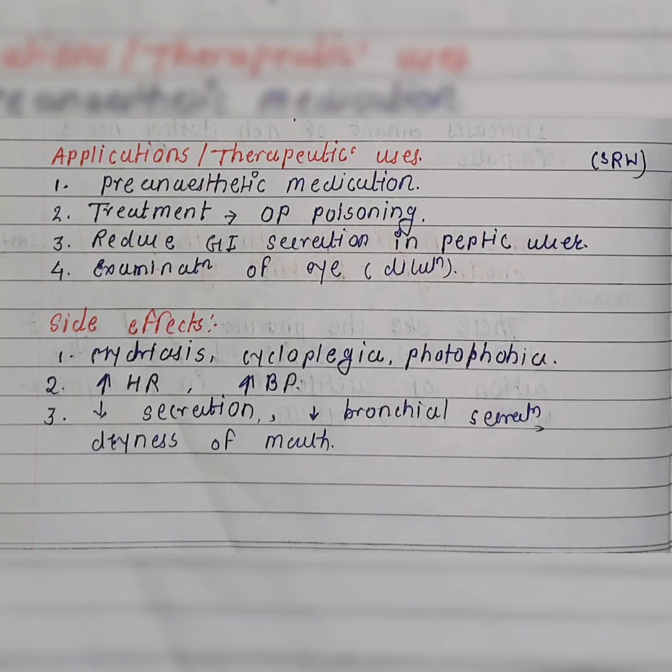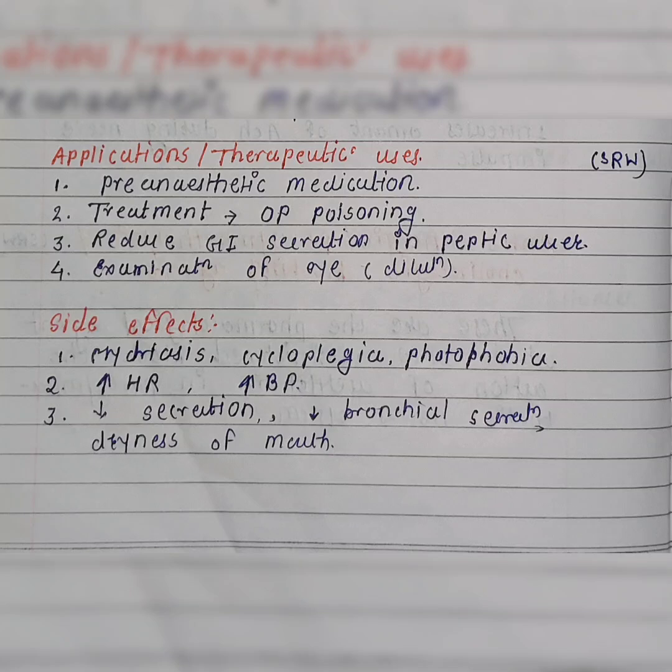Therapeutic uses of atropine. Atropine is used in pre-anesthetic medication. It is used in the treatment of organophosphorus poisoning. It reduces the GI secretion in peptic ulcer, and is also used in the examination of the eye, as it produces dilation of the pupil of the eye.